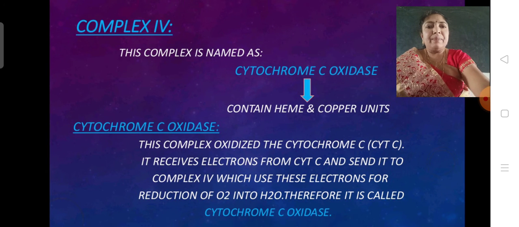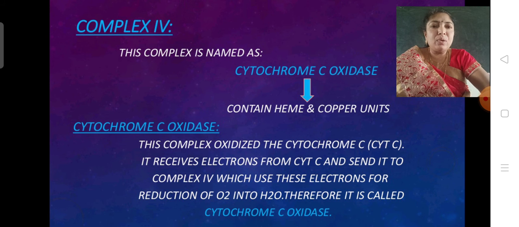Next is the fourth complex, which consists of the cytochrome oxidase enzyme, which contains a heme group and copper units. Here cytochrome oxidase receives the electrons from cytochrome C and sends them to complex 4, which uses these electrons for the reduction of oxygen into H2O.